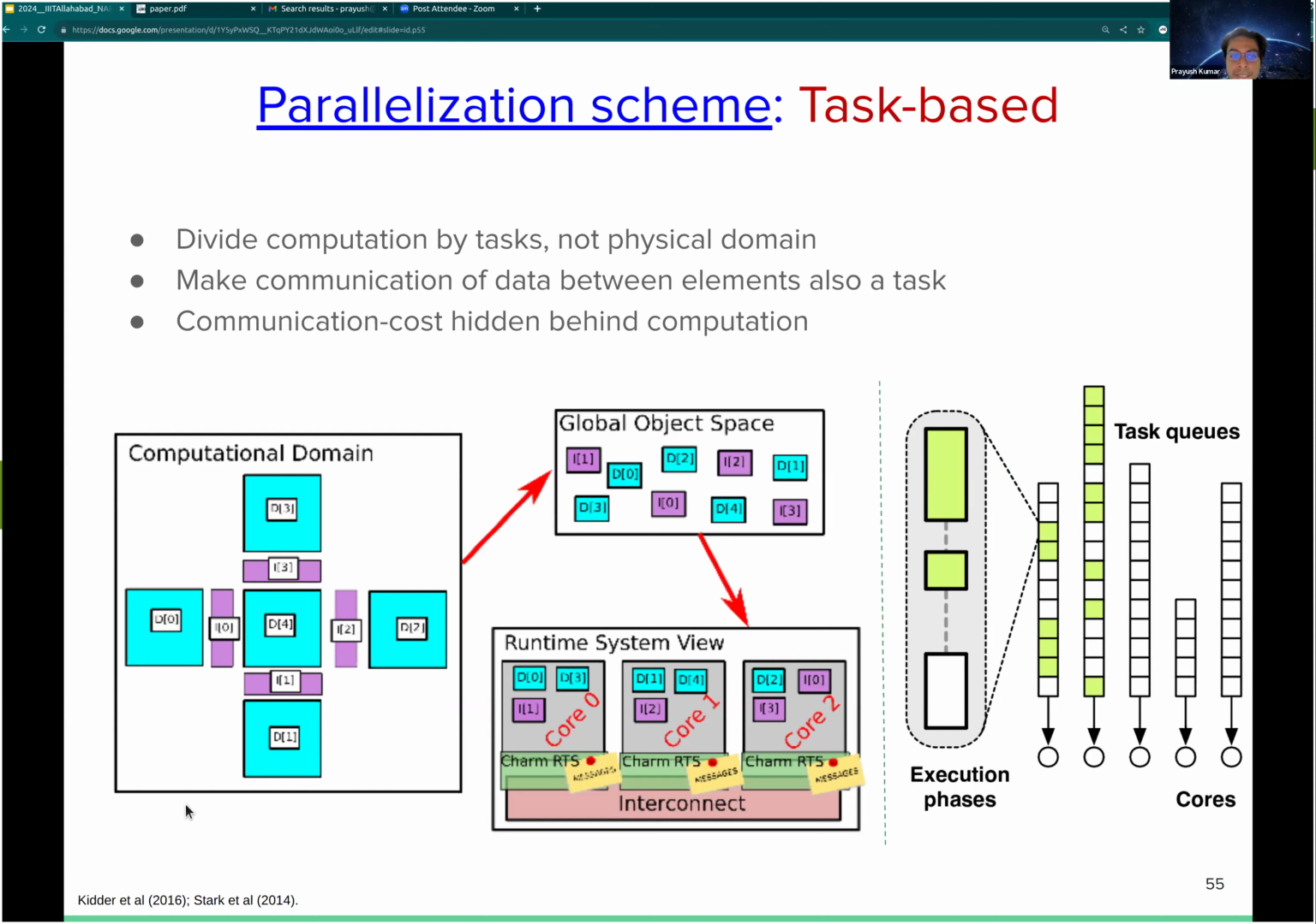And conceptually, what is happening is we have a computational domain here that is shown schematically. So we have some elements shown in blue and the boundary between the elements shown in purple here, right? So instead of thinking in terms of these elements, we now take the calculation requirements for all of these elements, put those requirements in a global object space. And then depending on how and when every calculation needs to be performed, any core can get a part of any of the calculation required.